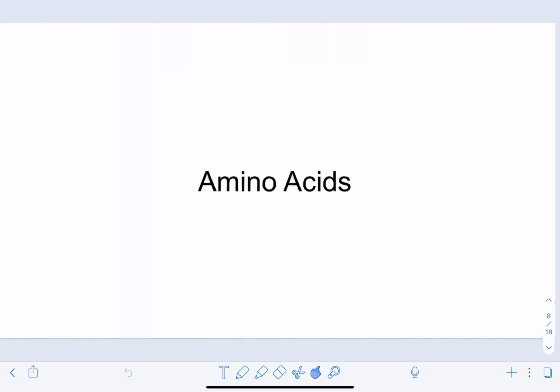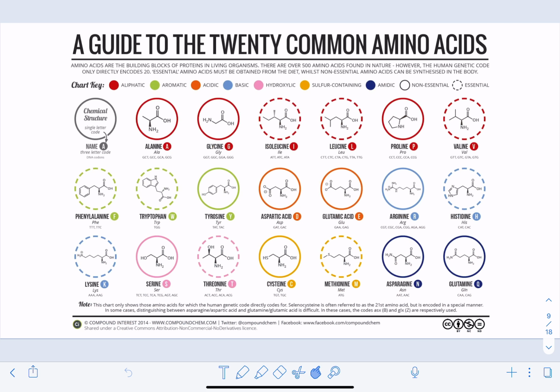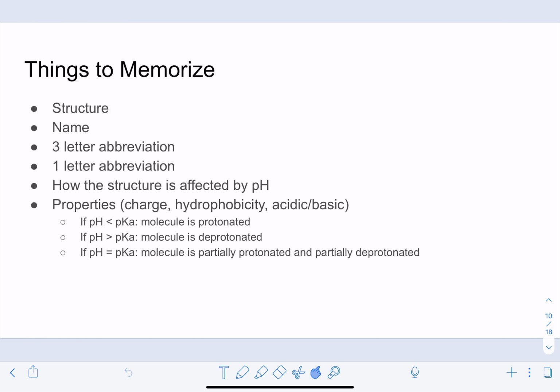Now, there are 20 amino acids, and for MCB 102, you need to memorize each amino acid's name, their 3-letter abbreviation, their 1-letter abbreviation, and their overall structure at any given pH, as well as their properties such as hydrophobicity, their charge, and any other unique properties.